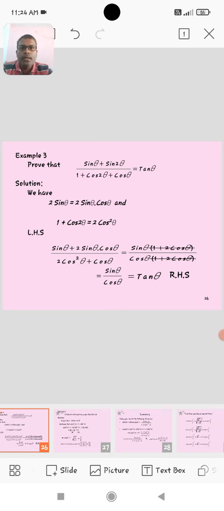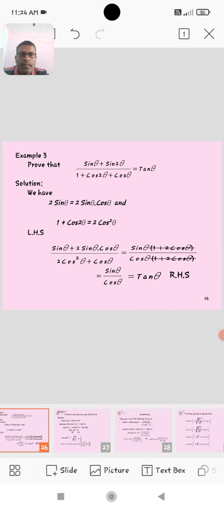Example 3. Prove that sin theta plus sin 2 theta divided by 1 plus cos 2 theta plus cos theta is equal to tan theta. Okay, solution. We have sin 2 theta is equal to 2 sin theta cos theta, and also 1 plus cos 2 theta is equal to 2 cos square theta. So for the LHS we take sin theta plus 2 sin theta cos theta divided by 2 cos square theta plus cos theta.